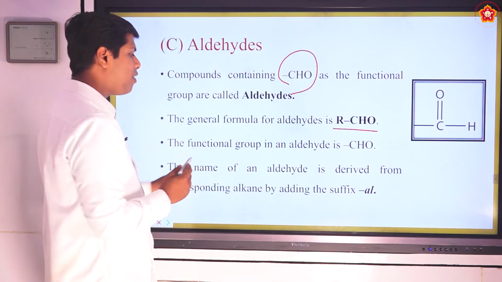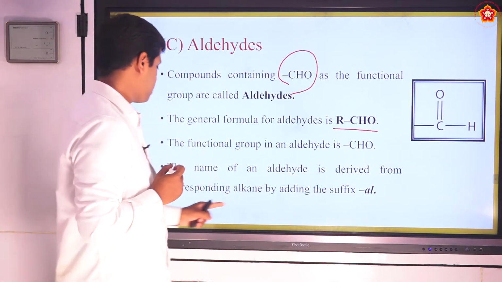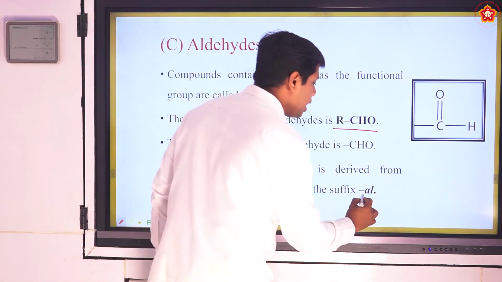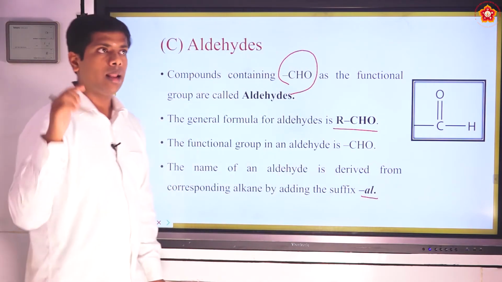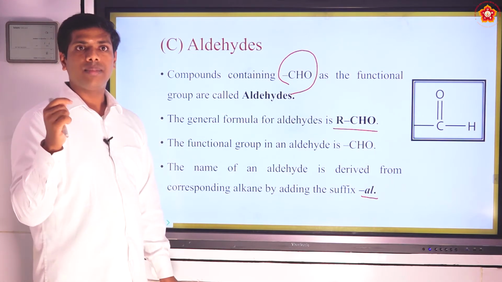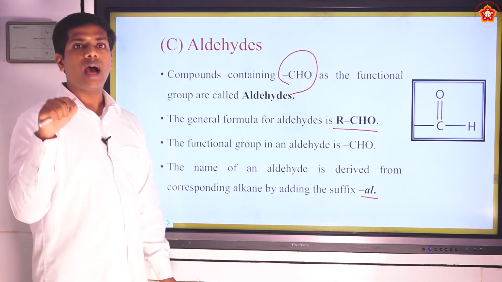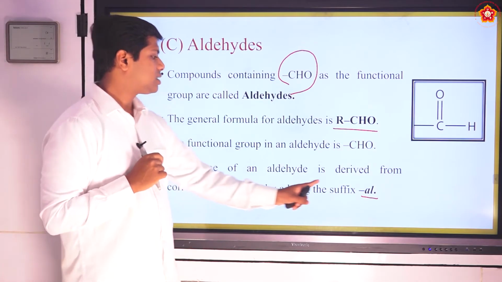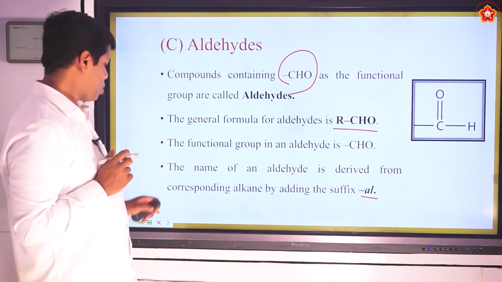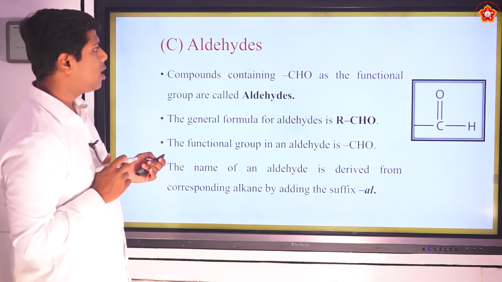Next, the name of an aldehyde is derived from the corresponding alkane by adding the suffix -al. For example, pentanal, heptanal. You have to remember the suffix is -al. Let us look at an example of how to draw it.